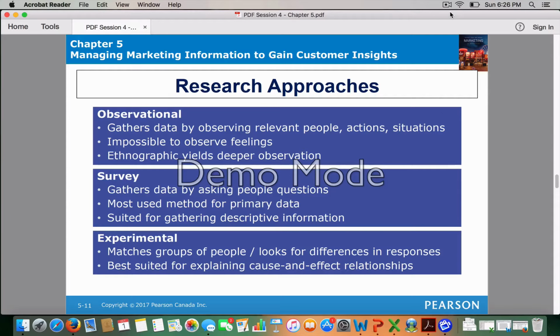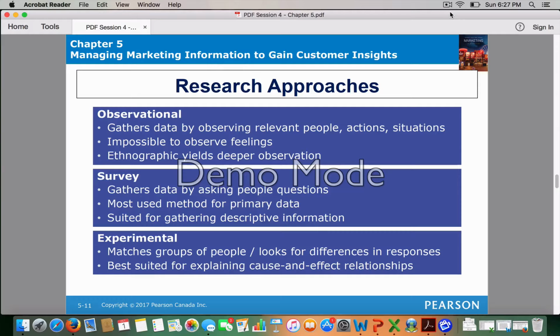Survey research gathers information by asking people questions. It's by far the most common method for collecting primary data, and it's really good for collecting data that is descriptive in nature. So tell me your age, tell me your gender, how much money do you make, where do you live, how often do you shop here, what's your favorite brand of breakfast cereal, those sorts of things. These are questions that are easy for consumers to answer, and it is by far the most common type of research approach.